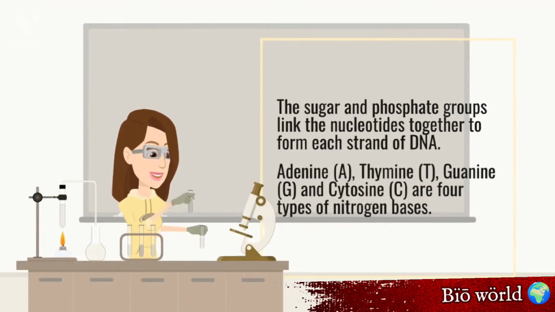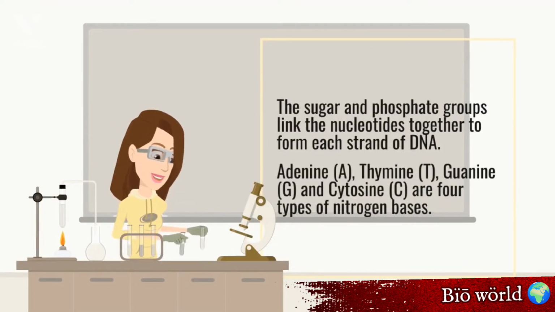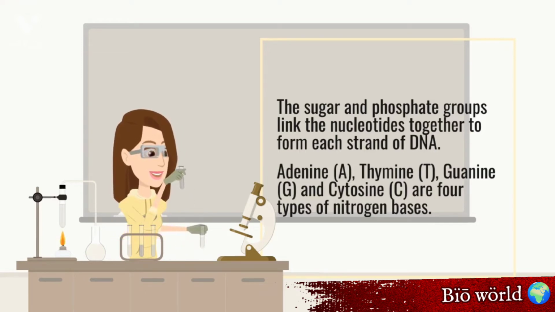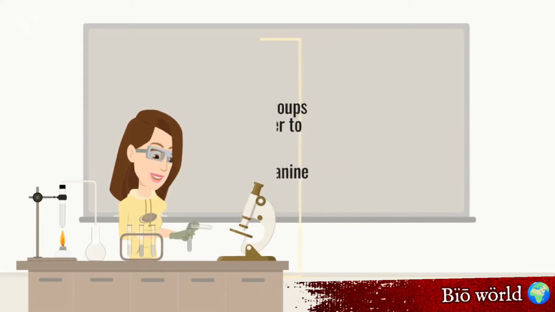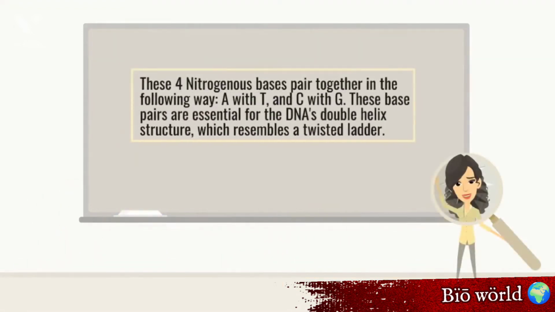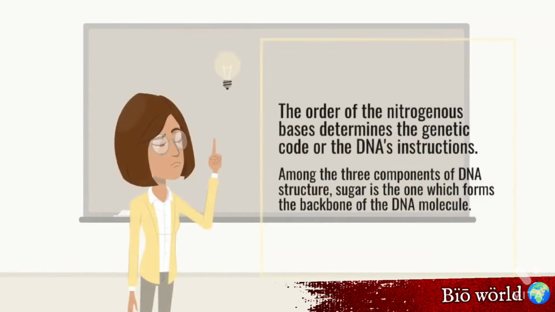Adenine (A), thymine (T), guanine (G), and cytosine (C) are 4 types of nitrogen bases. These 4 nitrogenous bases pair together in the following way: A with T, and C with G. These base pairs are essential for the DNA's double helix structure, which resembles a twisted ladder. The order of the nitrogenous bases determines the genetic code or the DNA's instructions.